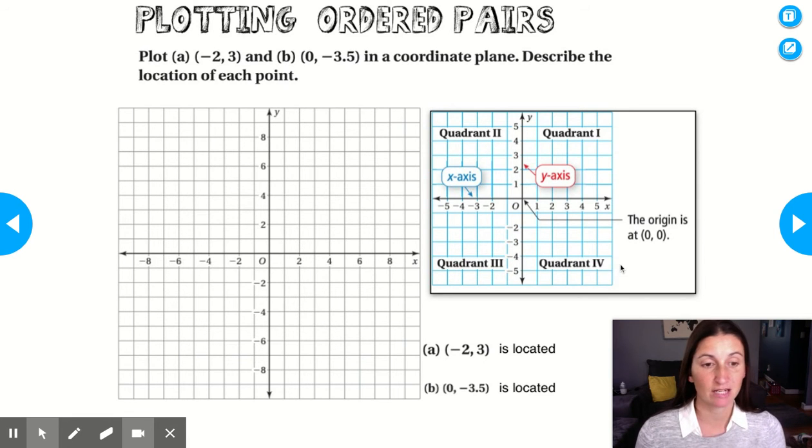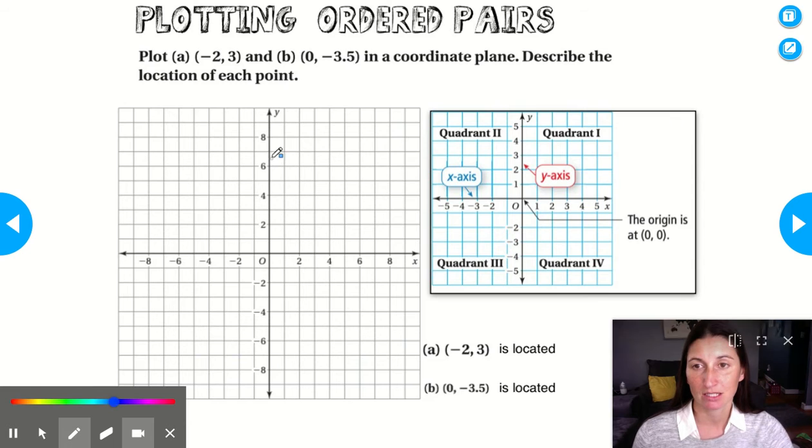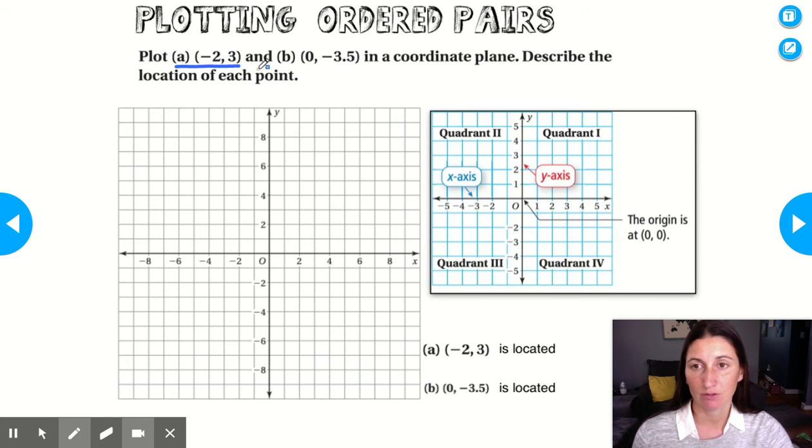So now, instead of identifying a location, we're actually going to plot the points. So here we see plot A as (-2, 3), and B as (0, -3.5) in a coordinate plane. Describe the location of each point. So for point A, I need to go to (-2, 3). So if I remember, I need to go across, which is left or right, to -2, and then up or down to 3. And since 3 is positive, that means I need to go up.